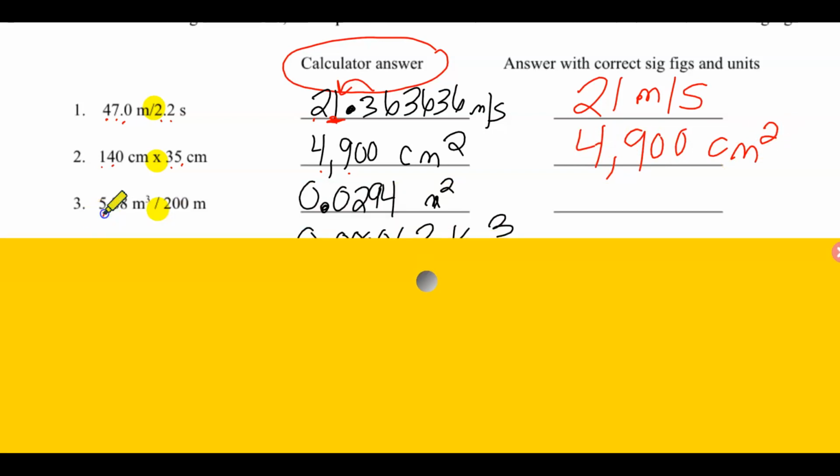Problem number 3. 1, 2, 3 sig figs, only 1 sig fig. Be careful there. I can only have 1 sig fig in my final answer. Zeros are placeholders. So here's my 1 sig fig. Look to the right. The 9 will bump that 2 up. 0.03 meters squared.